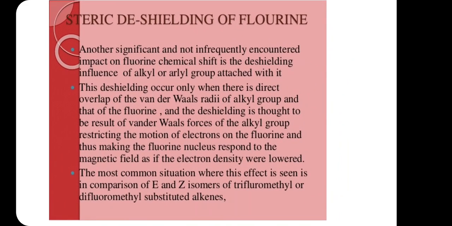Steric deshielding of fluorine. Another significant and not infrequently encountered impact on fluorine chemical shift is the deshielding influence of alkyl or aryl group attached to it. This deshielding occurs only when there is direct overlap of the van der Waals radii of the alkyl group and that of the fluorine. The deshielding is thought to be a result of van der Waals forces of the alkyl group restricting the motion of electrons on the fluorine, and thus making the fluorine nucleus respond to the magnetic field as if the electron density were lowered.